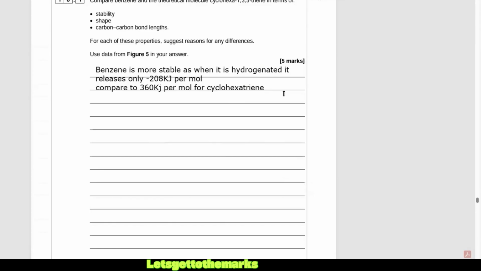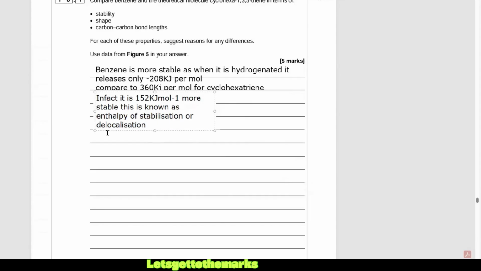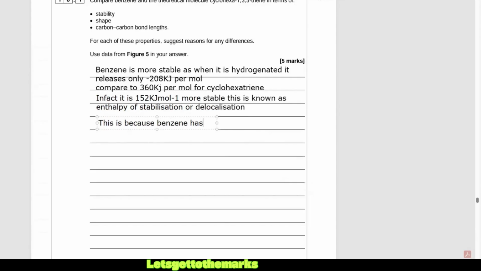And we can even put a number to that, which we call the enthalpy of stabilization or the enthalpy of delocalization. In fact, it's 152 kilojoules per mole more stable than cyclohexatriene. So benzene is more stable than if it really had this theoretical structure. The benzene structure gives it extra stability because of the delocalized ring. So we just want to mention that benzene has a delocalized ring of electrons, which makes it more stable. And that will cover the first 2 marks, which is talking about the stability.